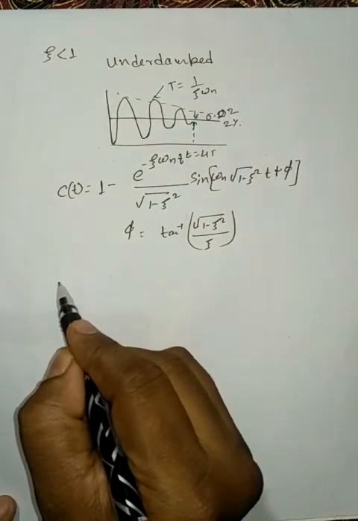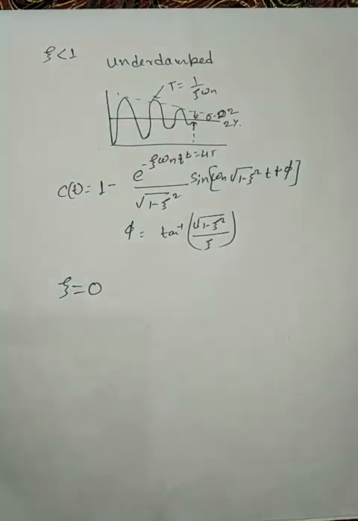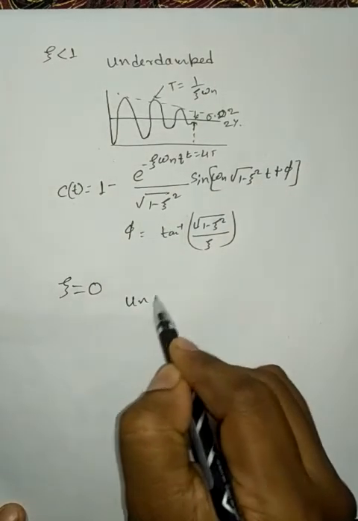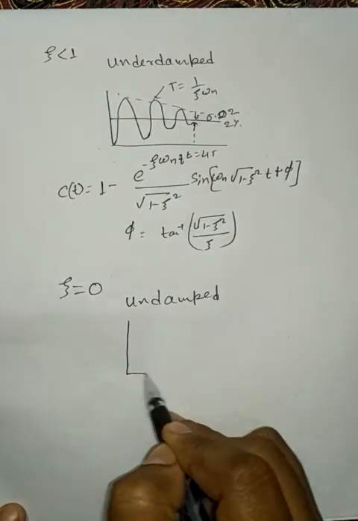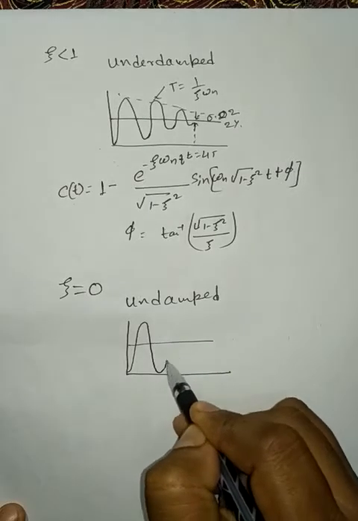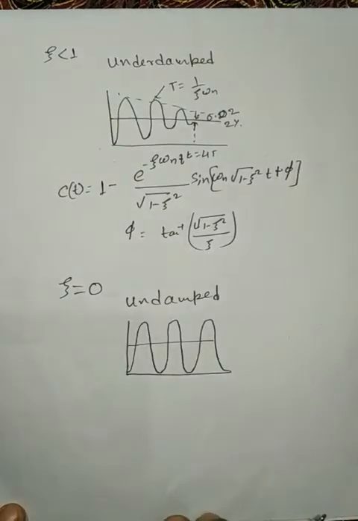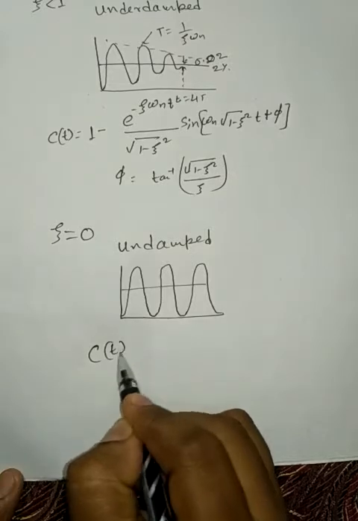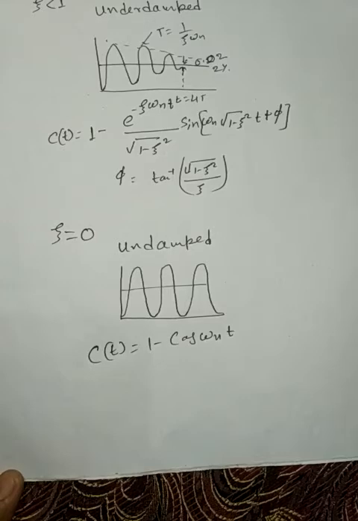In the second case, when zeta is equal to 0, the response is undamped, and the response is like this. In that case our C(t) is 1 minus cos omega n t.